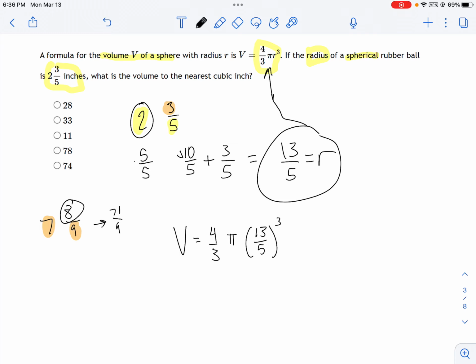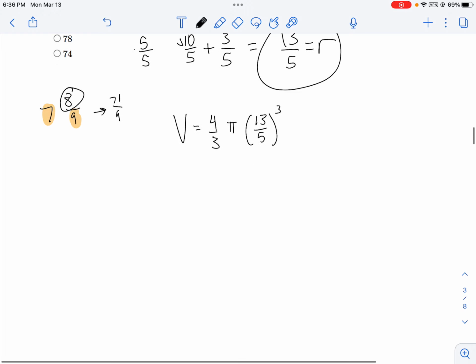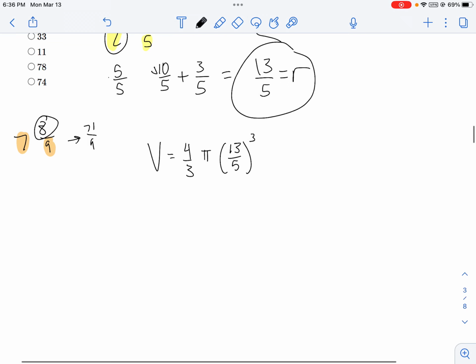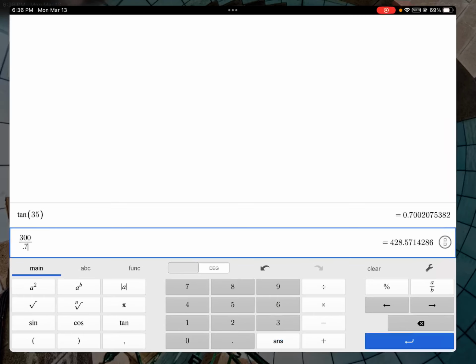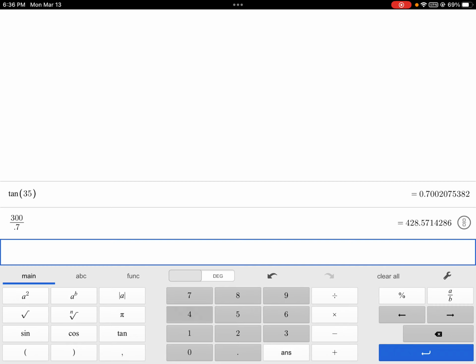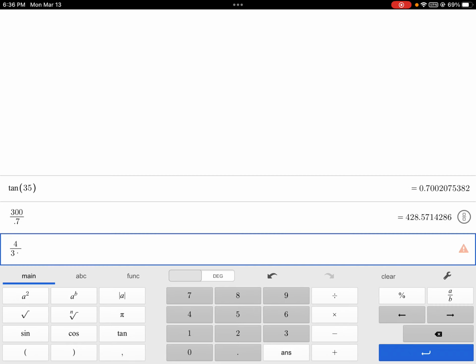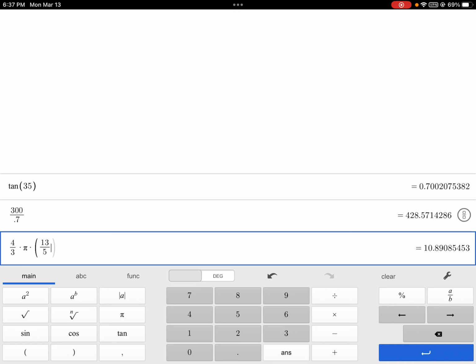Alright, now this is going to get a little gnarly in terms of number sense, so what I would do is I would literally just waltz on over to my calculator. So I would go over and I'd say, so we have 4/3 times pi times our radius, 13/5, raised to the third power. Bam! And then your calculator is going to be able to handle this all on its own.